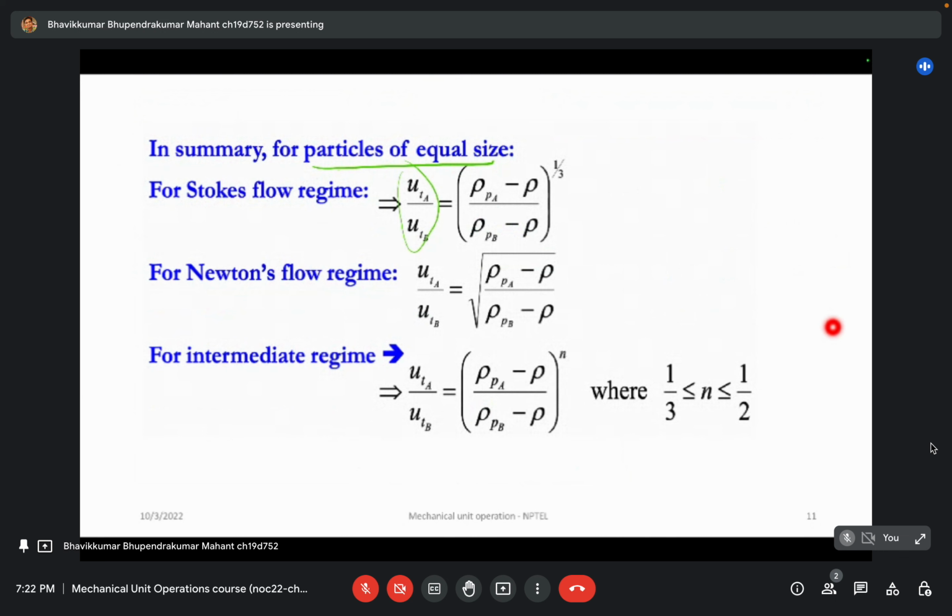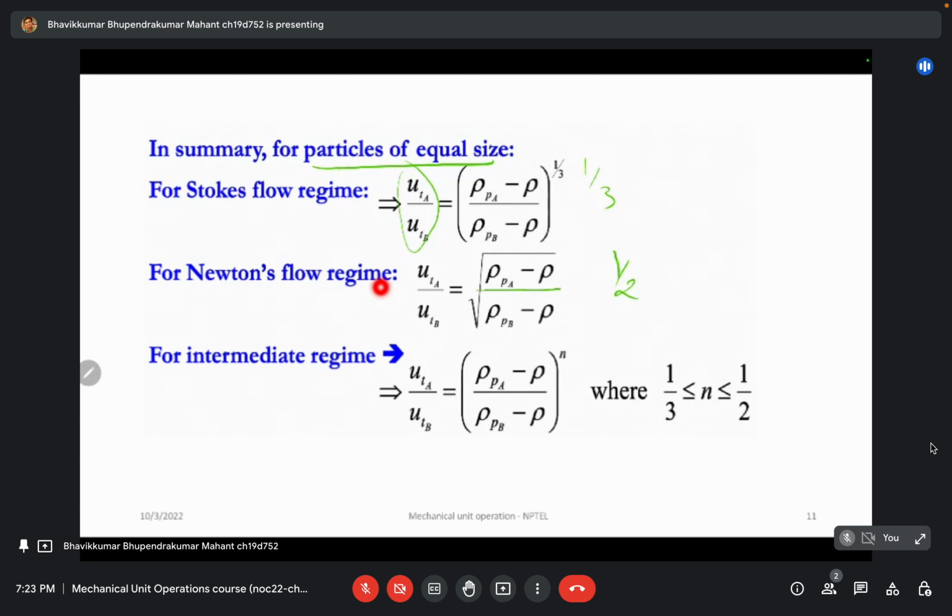So for the Stokes flow regime, the terminal velocity ratio is equal to (rho_pA minus rho) upon (rho_pB minus rho). It's the same ratio of density differences, but the power is different. Here the power is 1/3. For the Newton's flow regime, U_tA by U_tB is equal to the square root of (rho_pA minus rho) upon (rho_pB minus rho). For the intermediate region, obviously, this is 1/2 and this is 1/3. So the intermediate region is in between.